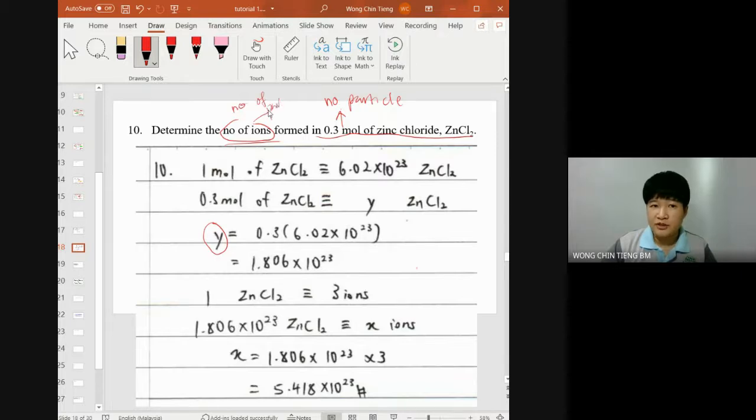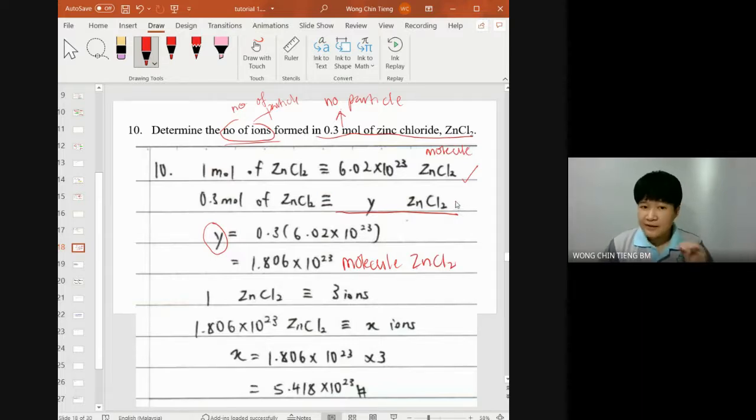Okay, so look at the way Banjin answer. So 1 mole of zinc chloride equals to 6.02 times 10 to the power of 23 zinc chloride. Okay, particles, molecule. To be exact, Banjin, it is a molecule. So 0.3 mole is equals to how many molecule? So Y over here, Banjin, is actually molecule of zinc chloride. Setuju kelas? Okay? It's slightly different from what we used to do, but it's correct.